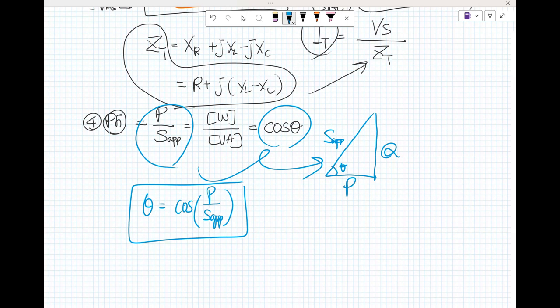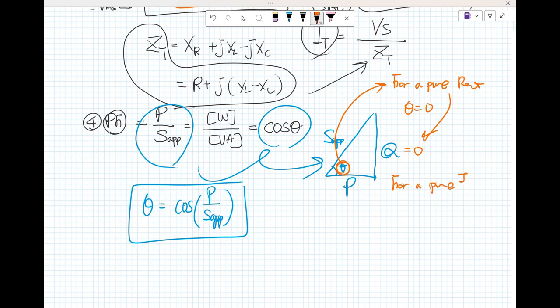Any questions? One more thing: it depends on the theta value. For pure resistance, theta is 0. What does that mean? Q is 0. For pure inductance, X of L or L, theta is 90 degrees, which means Q is upward.